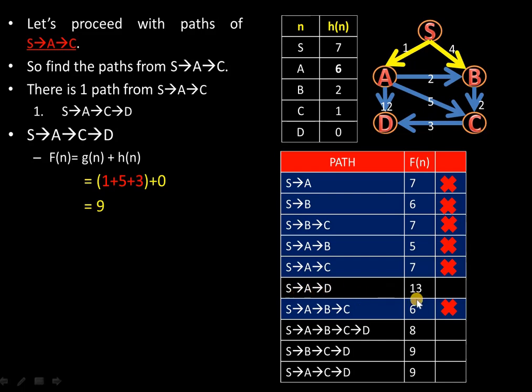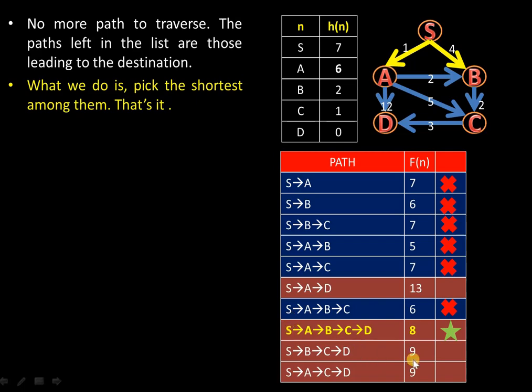S to A to D is there, holding a value 13. S to A to B to C to D is there, holding the value 9. S to B to C to D, holding the value 9. S to A to C to D, holding the value 9. So which is the shortest? From the remaining ones, we have to find the shortest, that is S to A to B to C to D, holding the function value 8.